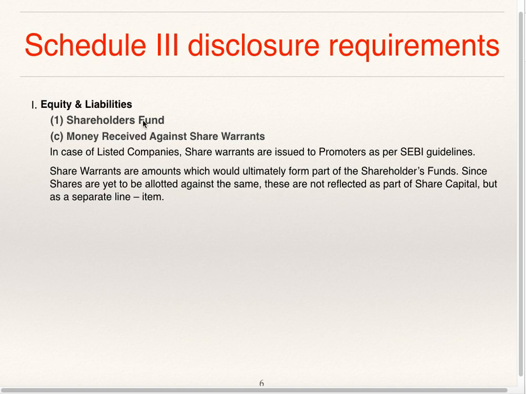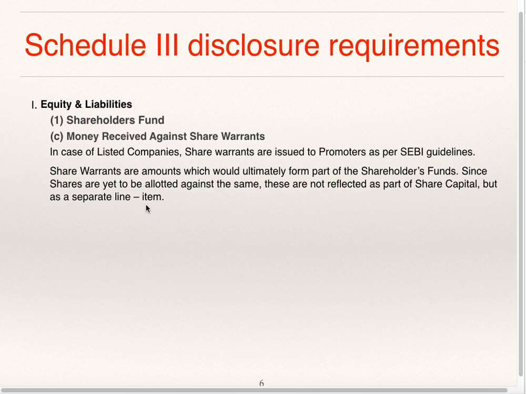Now under shareholders funds, the third head is money received against share warrants. In case of listed companies, share warrants are issued to promoters as per SEBI guidelines. Share warrants are amounts which would ultimately form part of shareholders funds. Since shares are yet to be allotted against the same, these are not reflected as part of share capital but as a separate line item.